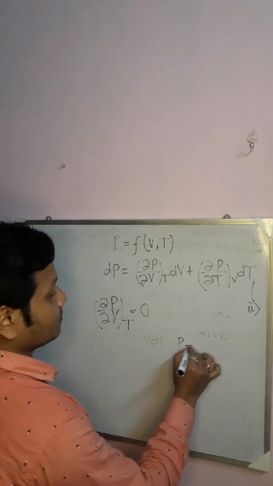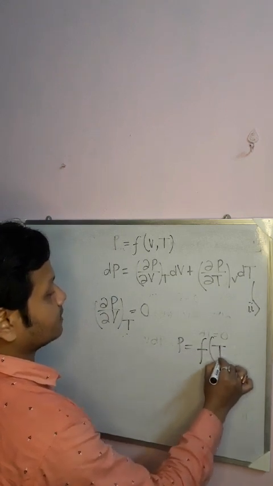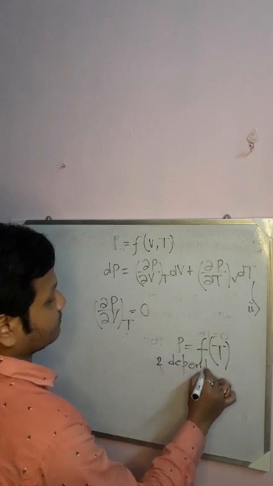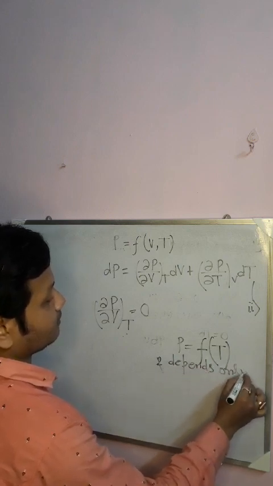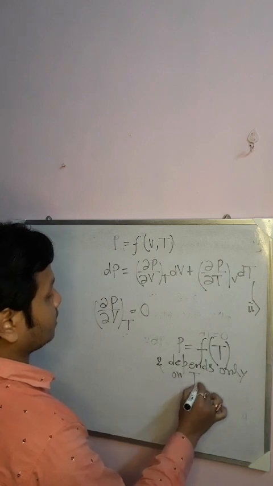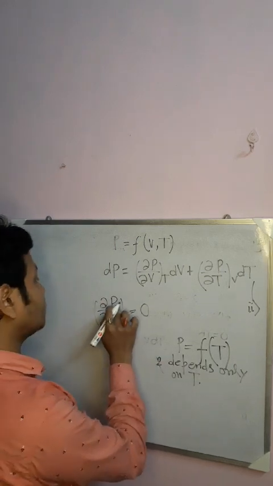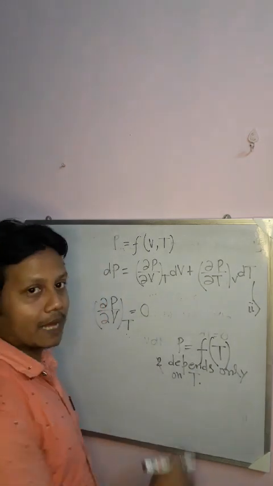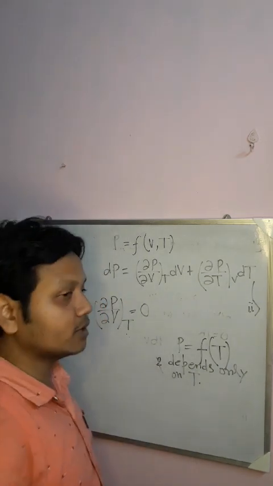So the pressure must be a function of temperature and depends only on T. If pressure is a function of temperature only, then the derivative with respect to V will always be 0. So for black body radiation pressure only depends on T.